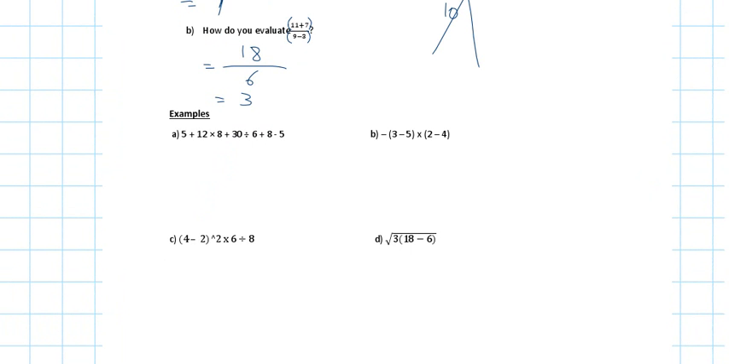So I'm going to write 5 plus... What's 12 times 8? 96 plus 30 divided by 6 plus 8 minus 5. So I want you to see this. All what I did so far is the 12 times 8. And that gave me 96.